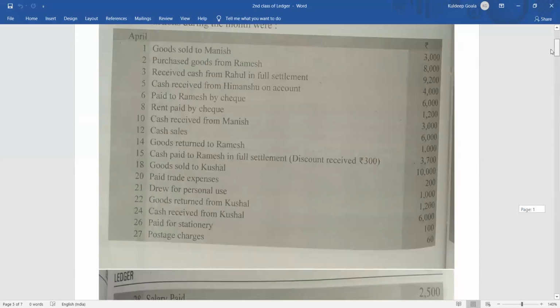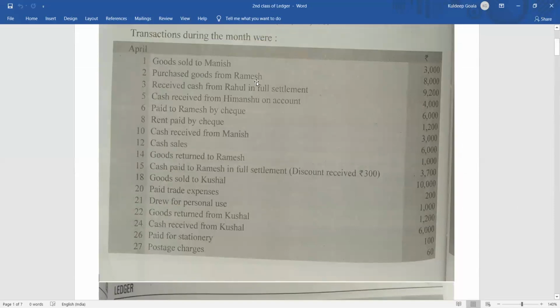Purchased goods from Ramesh 8,000. So the journal entry will be for purchase of goods, right? Purchase account debit. The name of the person is given, which means it is a credit transaction. So purchase account debit 8,000 to Ramesh 8,000.